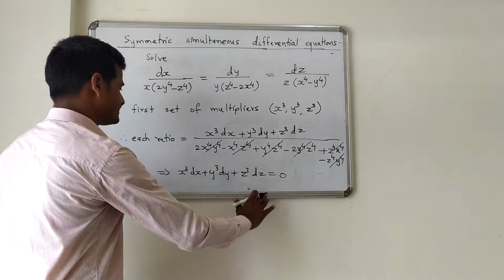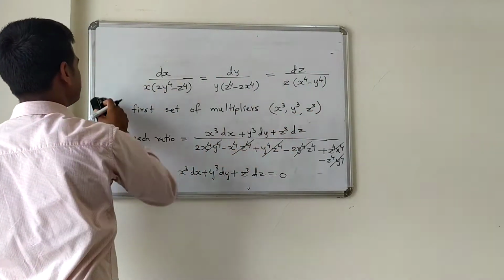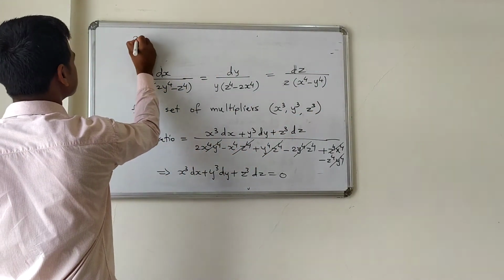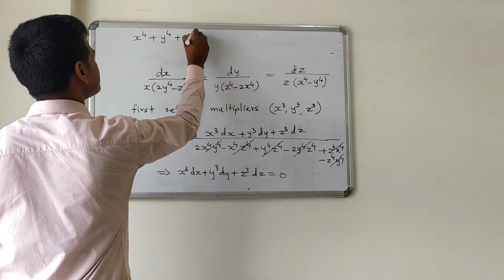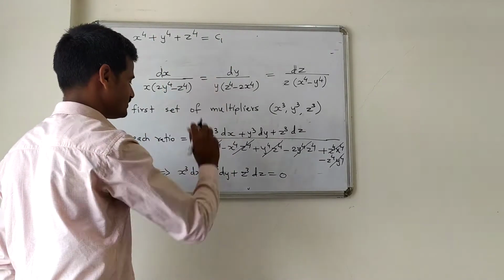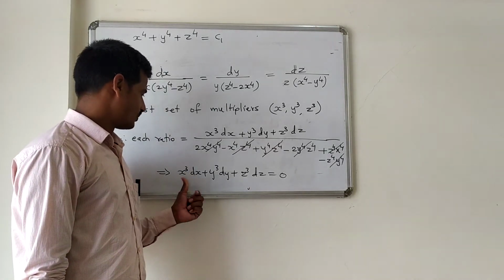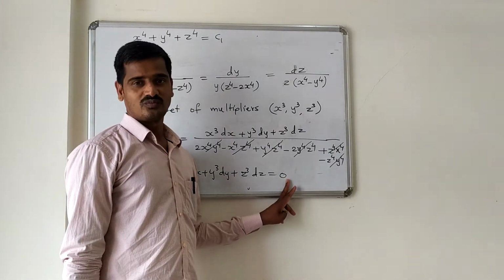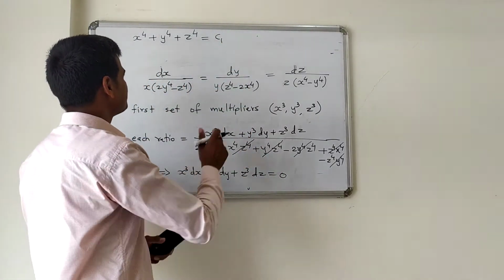Now integrate this. On integration, you will get x^4 plus y^4 plus z^4 is equal to c1. In fact you will get x^4 by 4, so multiply by 4 and adjust this 4 with the arbitrary constant. So this is your first relation.